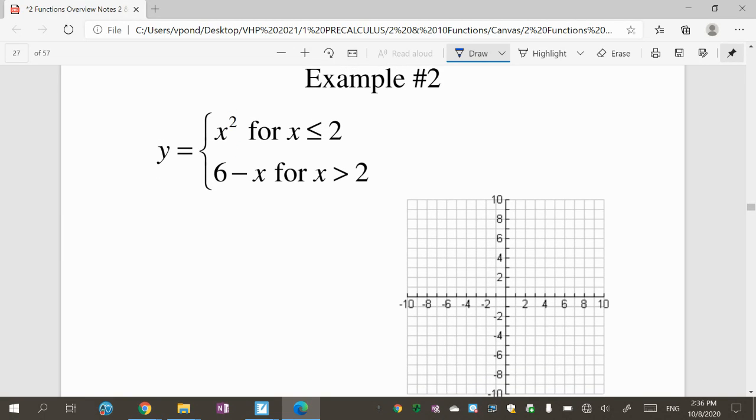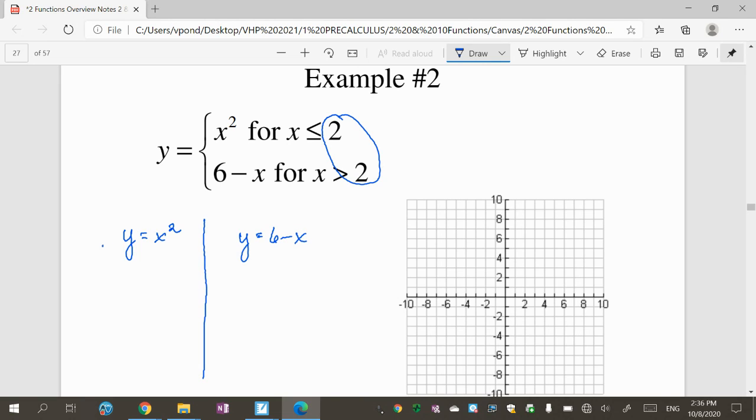Okay, so here's example number 2. Again, I have 2 pieces, left and right. I see the breaking point is still at 2, so this graph is going to change when x is 2. So I have y equals x squared as the left piece, y equals 6 minus x as the right piece. And we're just going to pick some points so we can graph this.